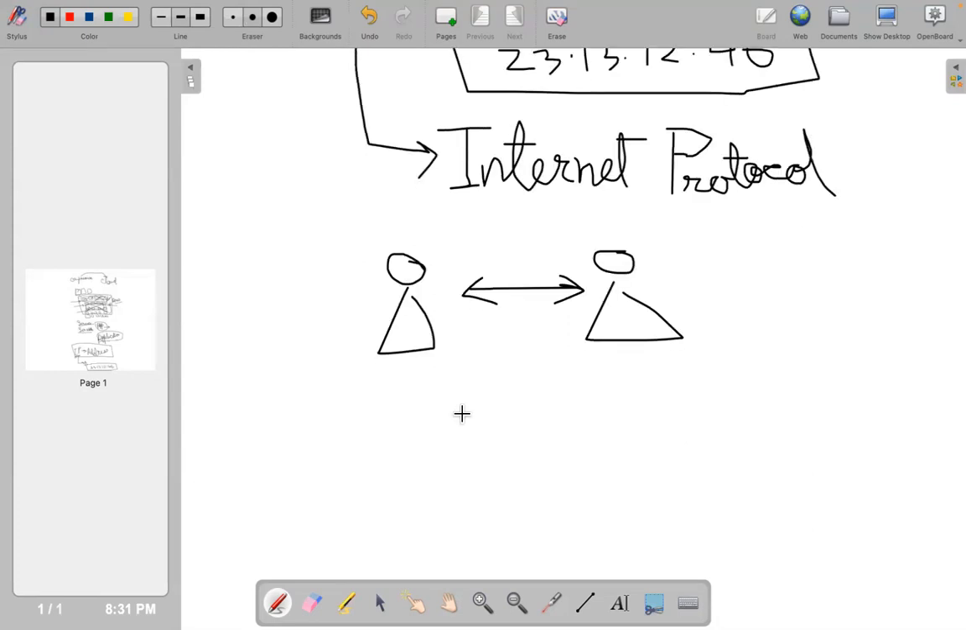Now you think in the same way, how will two systems communicate, this is one laptop, this is another laptop. There should be some way, right? Here the communication happens between you and me via some communication media, like some language, like English, or maybe Hindi or whatever.